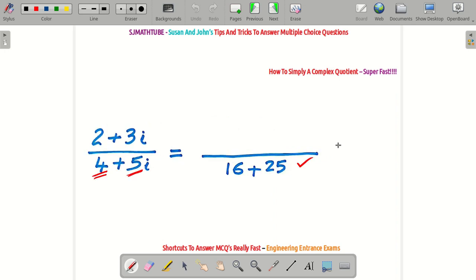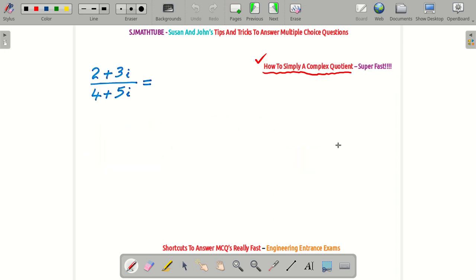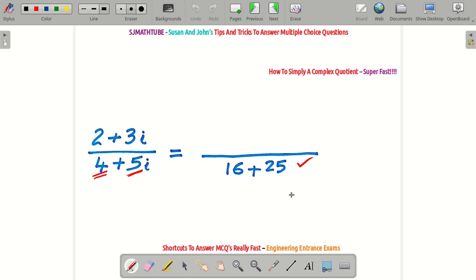Shall we go back and check it once more? So we have a complex quotient, and you know very well in many problems you get expressions like this. And the usual method is you multiply by the conjugate, but that takes a lot of time. And in your engineering entrance exams, we cannot waste time. So we need shortcuts. So the first thing to do is square 4, square 5, and add them up.